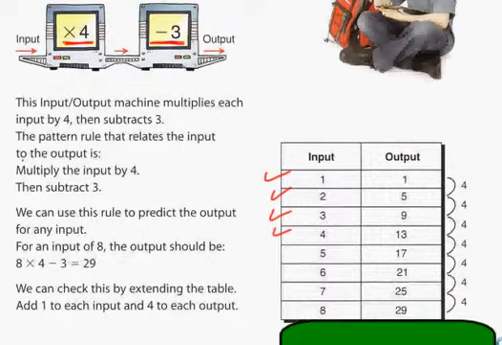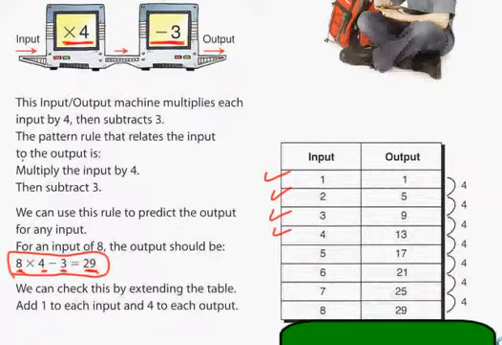Alright, so if we take a look here, right here, if I have an input of 8, I multiply it by 4, then I subtract 3, I'm going to get an output of 29. Right? 8 times 4 is 32, and 32 minus 3 is 29.